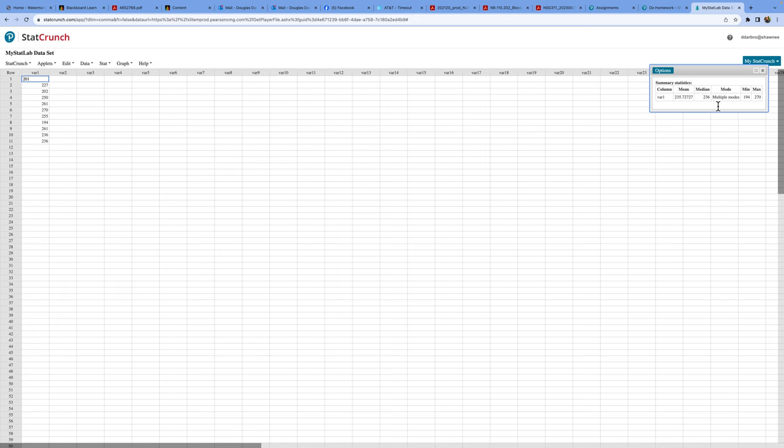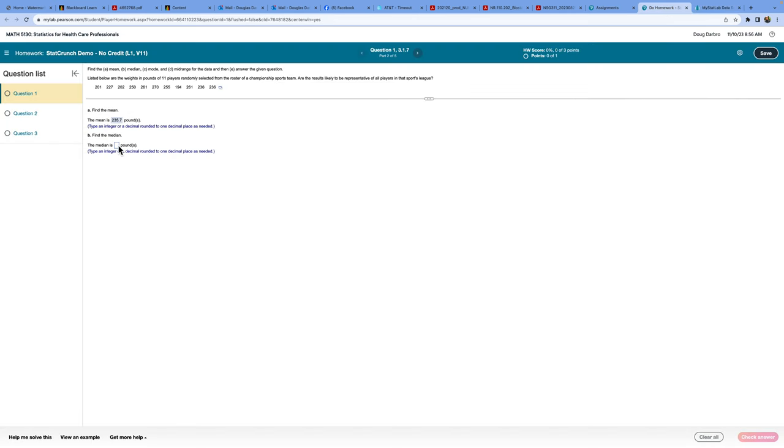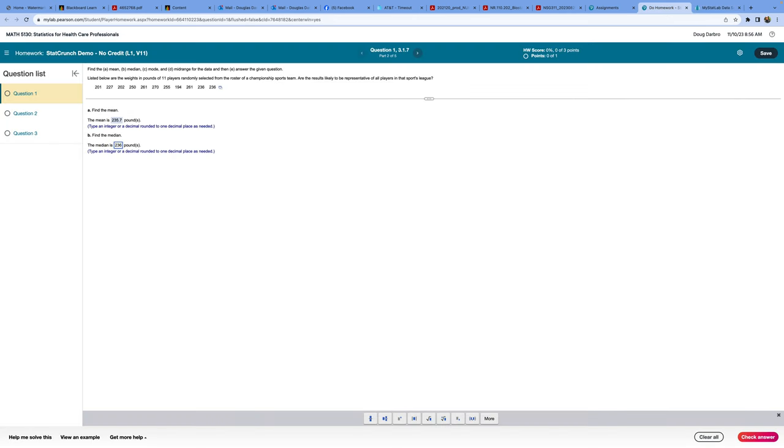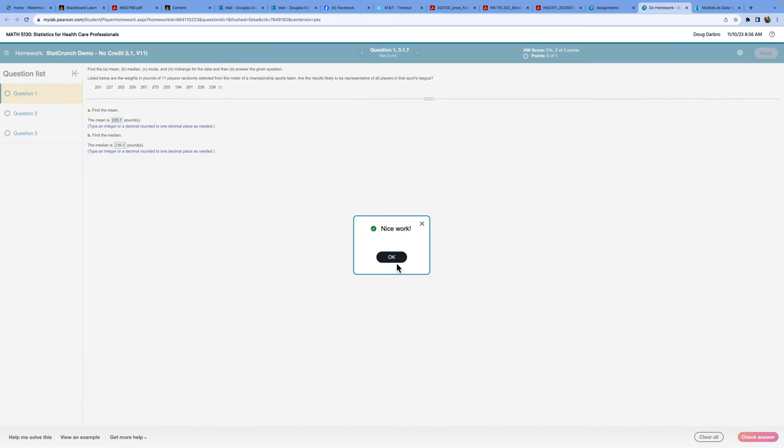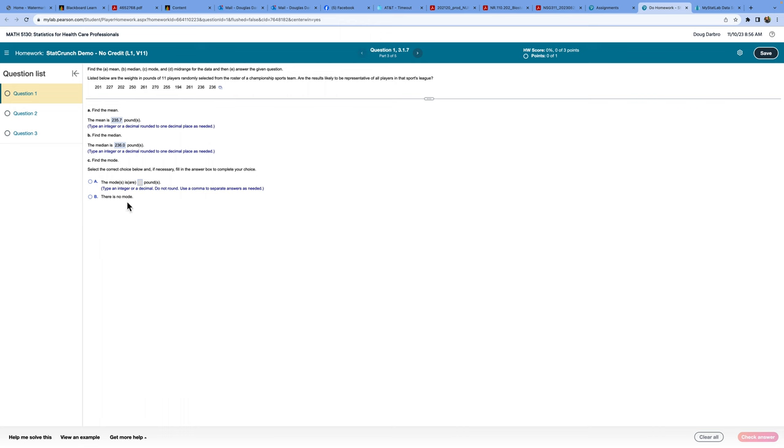The median looks like it's 236. I probably can just enter 236, but I'm not going to take the chance because it says to round to 1 decimal place. So, nice work. That's always good.